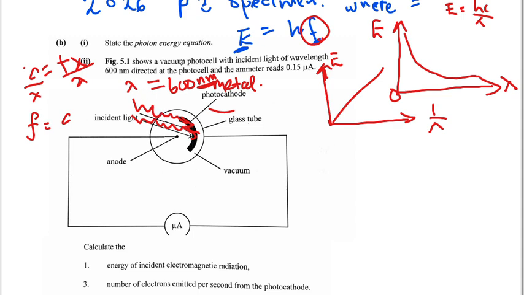It's directed at the photocell and the ammeter reading is 0.15 microamps. So we are also given the current. The ammeter here measures current. The current flowing in the circuit here is 0.15 microamps, which is 10 to the power minus 6. So I assume that basically you know what is happening by now.